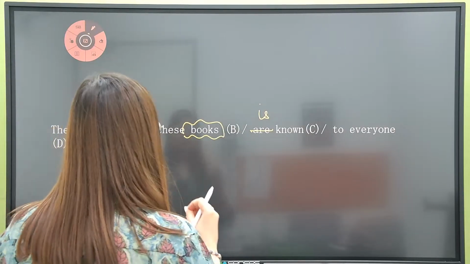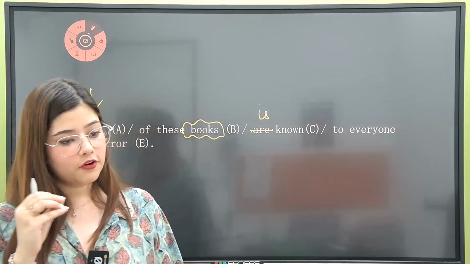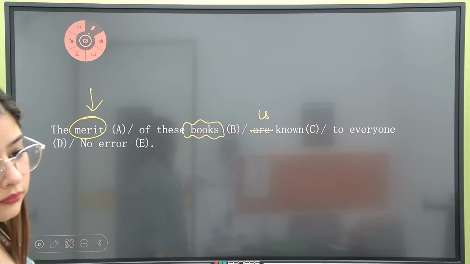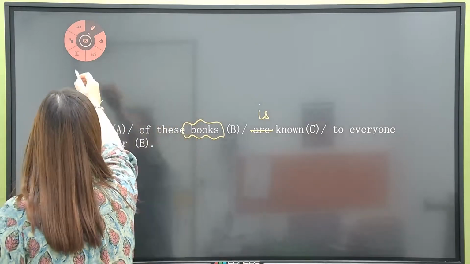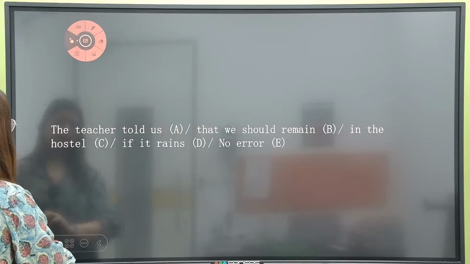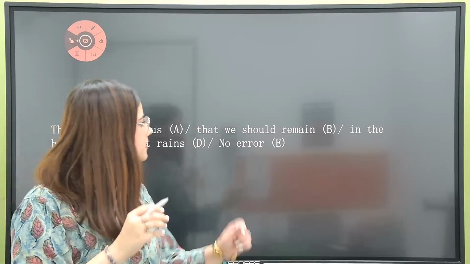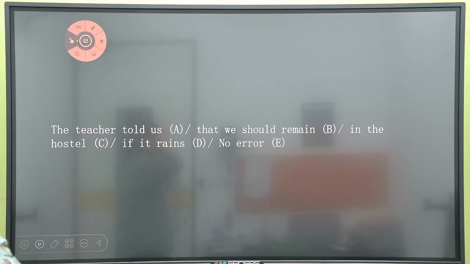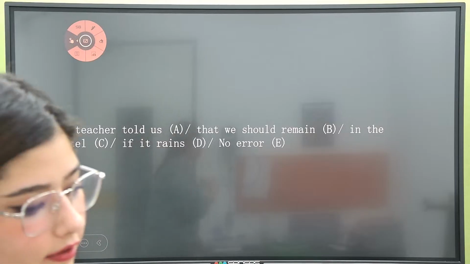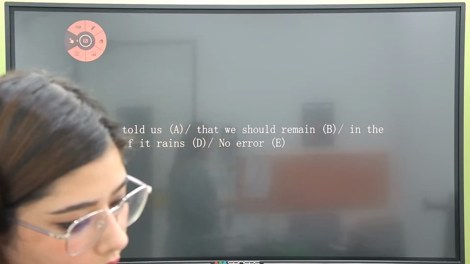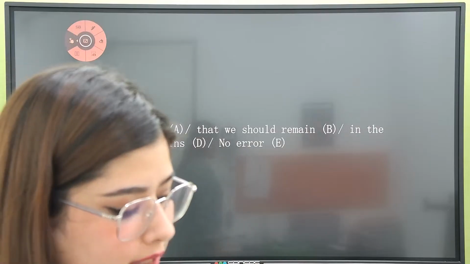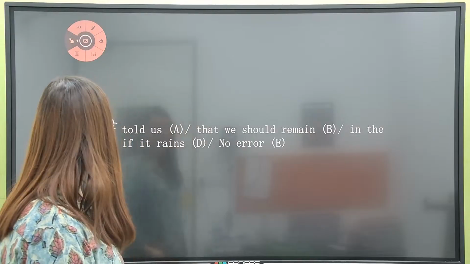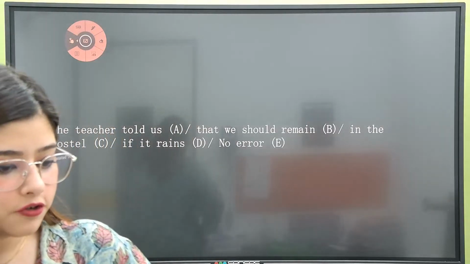Identify the main subject in a sentence, and you're never going to make an error pertaining to subject verb agreement. Next, the teacher told us that we should remain in the hostel if it rains, no error. Again, a very trivial error, something which is very common to miss at first glance. So the teacher told us that we should remain in the hostel if it rains.